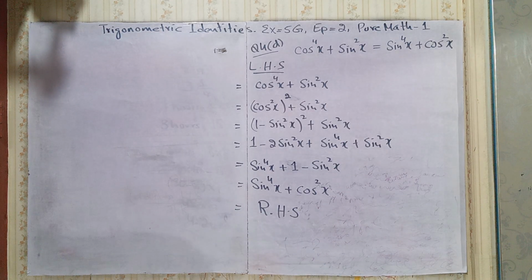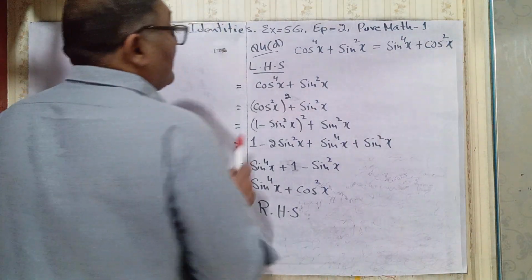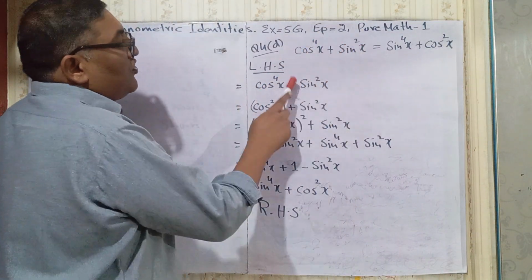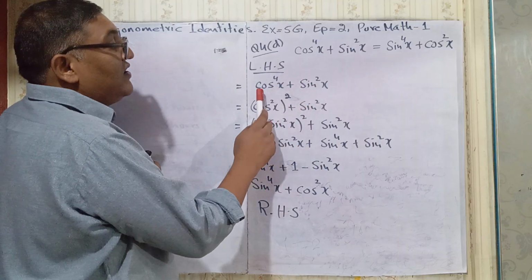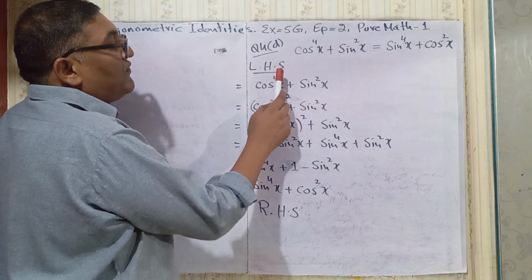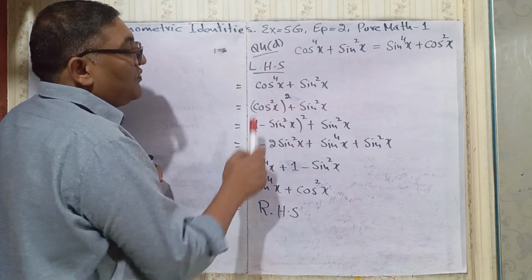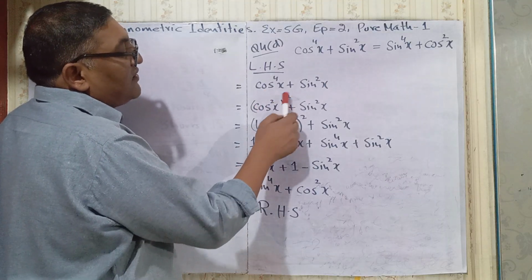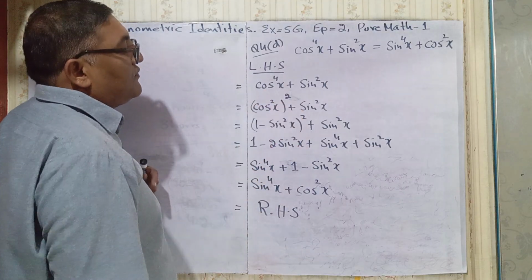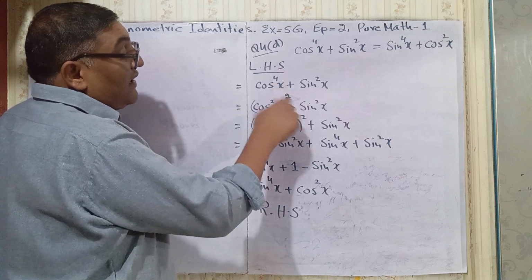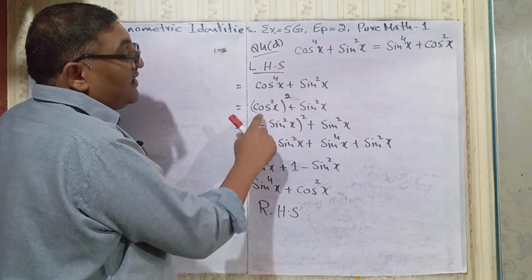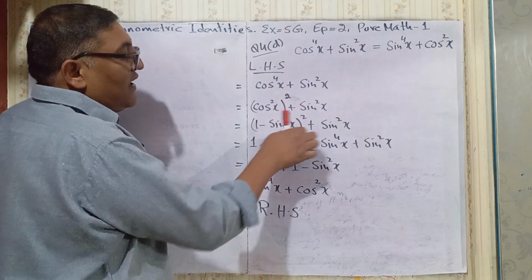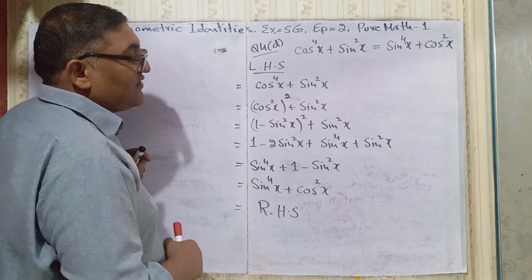On the left hand side, you can see we have cos raised to power 4x plus sine square x. So cos x raised to power 4, I can write as cos square x whole square plus sine square x. In the place of cos square x, I can write 1 minus sine square x, and you have whole square on it plus sine square x.